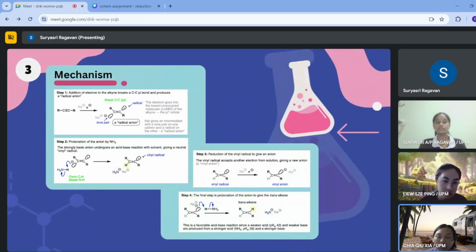So for the mechanism, it has four steps. The first step is addition of an electron to the alkyne, which breaks a carbon-carbon pi bond and produces a radical anion. And the second step is protonation of the anion by ammonia. It will form the carbon-hydrogen bond and break the nitrogen-hydrogen bond from the ammonia, and it will produce the vinyl radical. The third step is reduction of the vinyl radical, and it will give a vinyl anion. And the final step is protonation. It will produce a trans alkene.